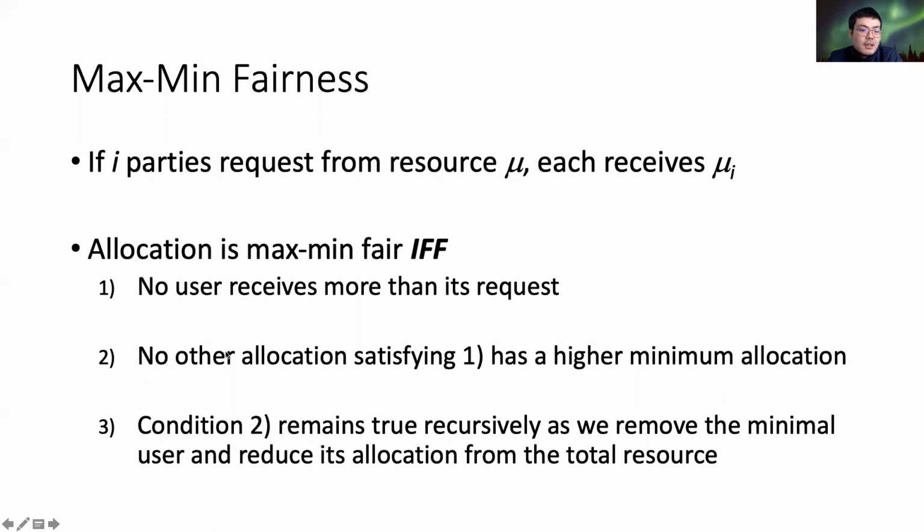Okay, bandwidth. And finally, condition 2 should remain true recursively, which means that if we remove the minimum user, which means we already fully take care of that most disadvantaged user, we try to maximize it. After removing it, we use the remaining bandwidth for the remaining users. This still holds recursively, which means for the second most disadvantaged user, you still take care of it. So after we allocate the resources for the most disadvantaged user, we try to maximize its use.